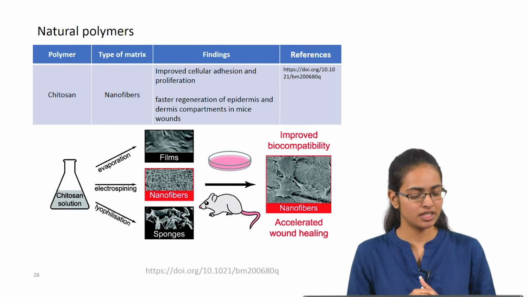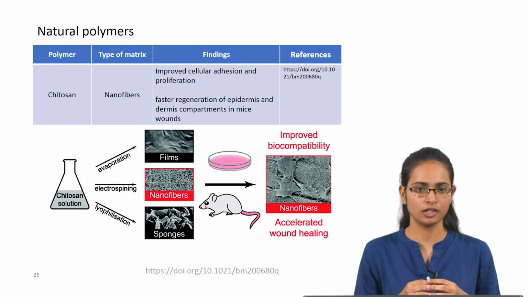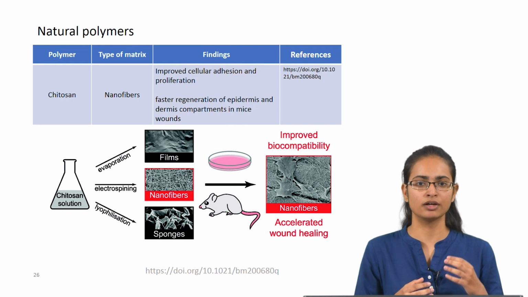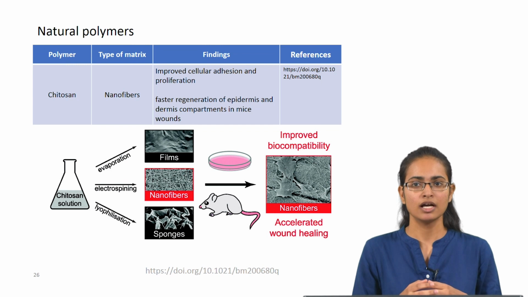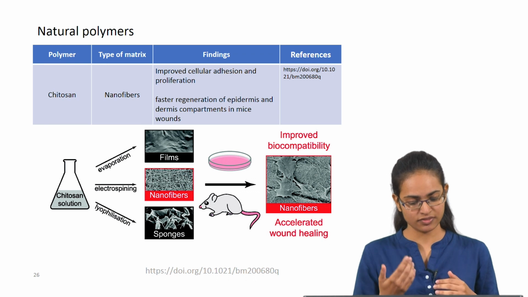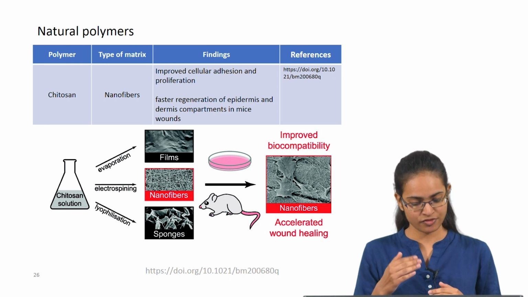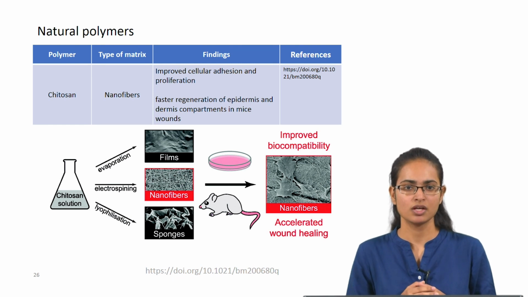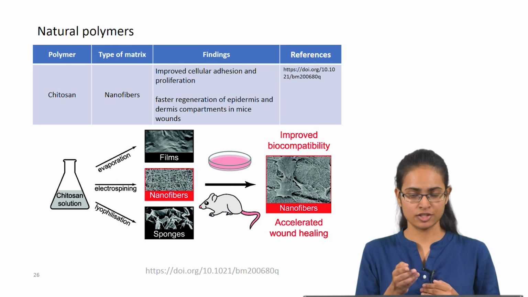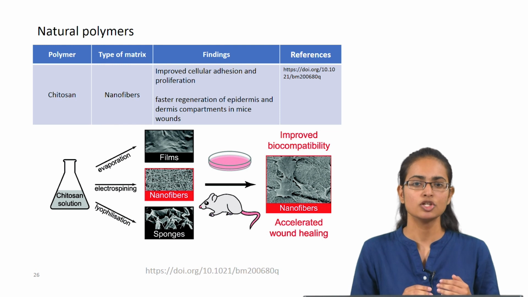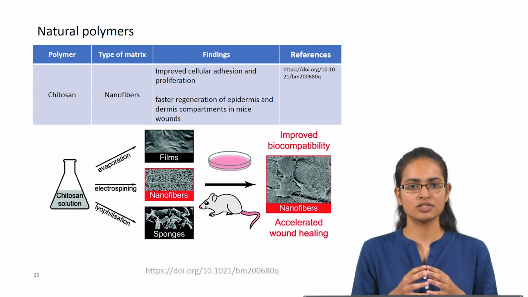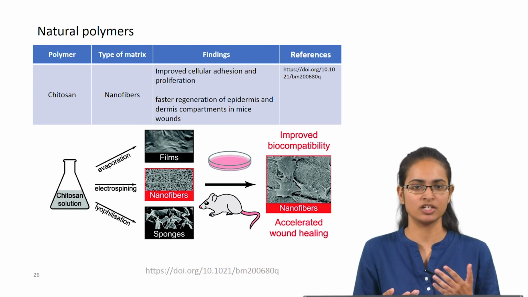In natural polymers, chitosan is a very popular material used for skin tissue engineering, obtained from chitin, which is found in the fungal cell wall and also the exoskeleton of insects. Chitosan can be processed into different types of matrices such as films, nanofibers and sponges. Several studies have been done using chitosan. Here is an in vivo study where chitosan has been shown to be highly biocompatible and to accelerate wound healing.